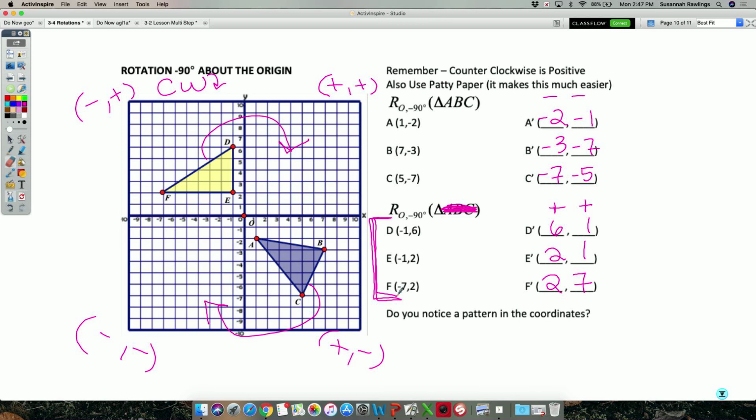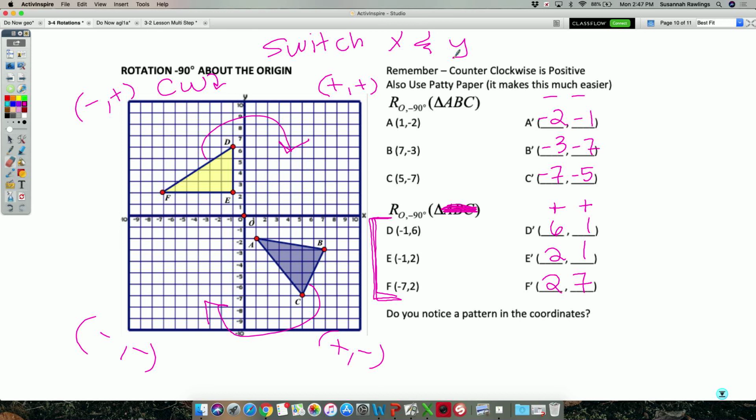So DEF should have ended up in the positive, positive, and then ABC should have ended up in the negative, negative. So you switch your X and Y. Again, this is your reference sheet, so make helpful notes. Switch X and Y. Let's write a rule for that.